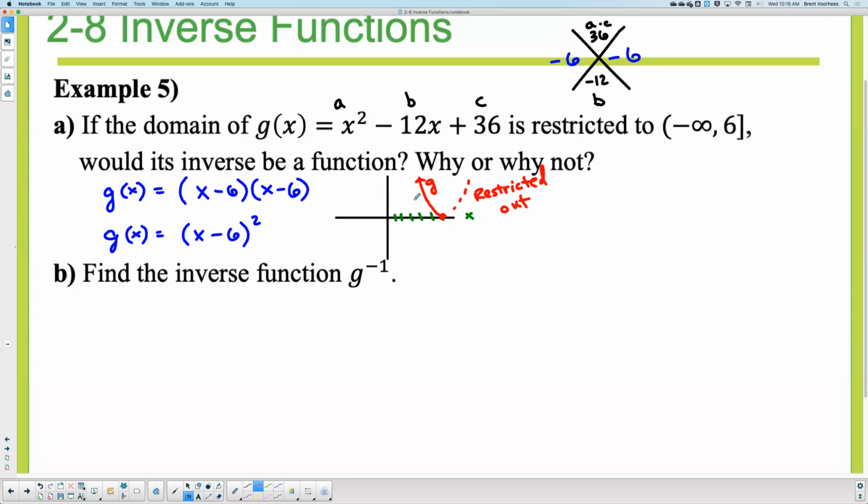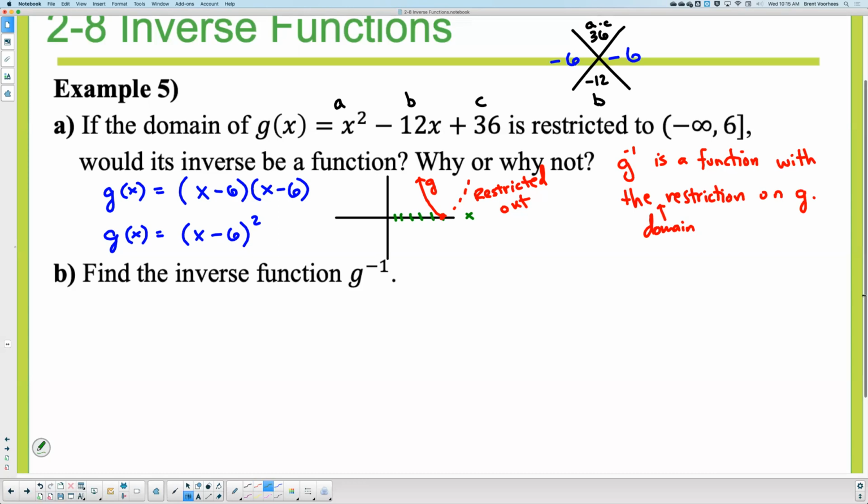What about its inverse? Also, no. Yes, the inverse would be a function. When you restrict this part out, the restricted g is a function. Its inverse, I'm sorry, g negative 1 is a function with the restriction on g. I should say the domain restriction. The domain restriction on g.